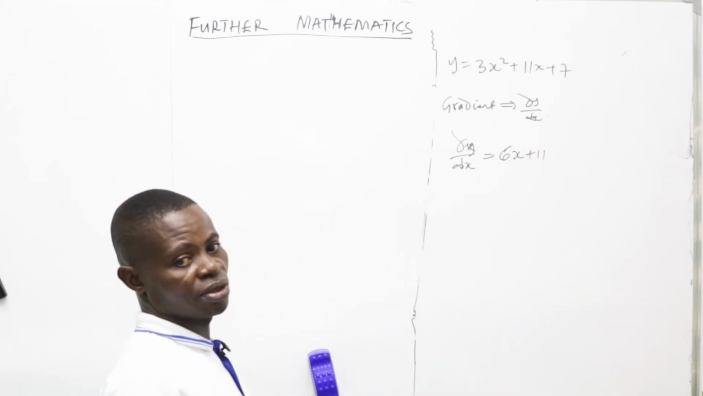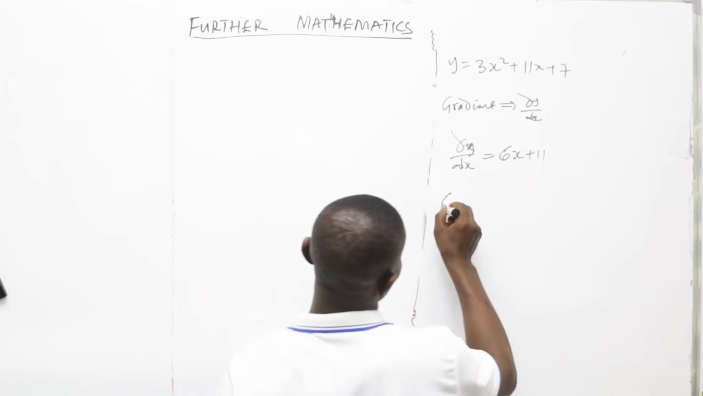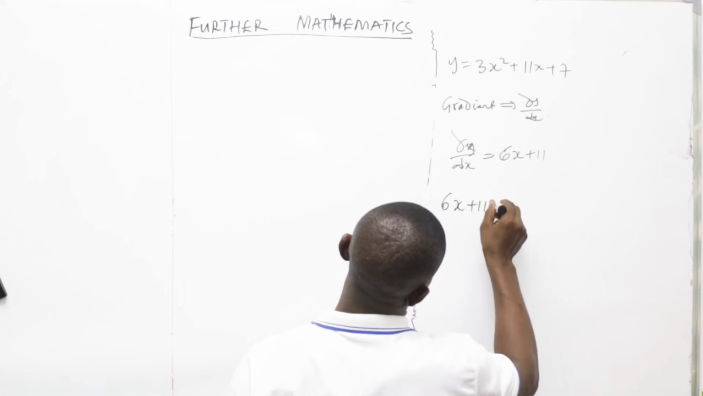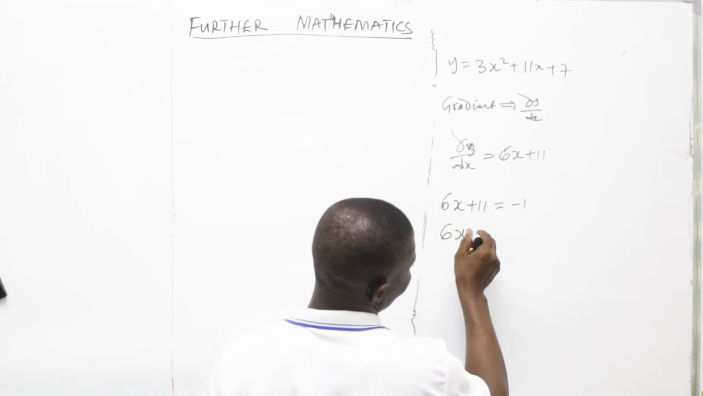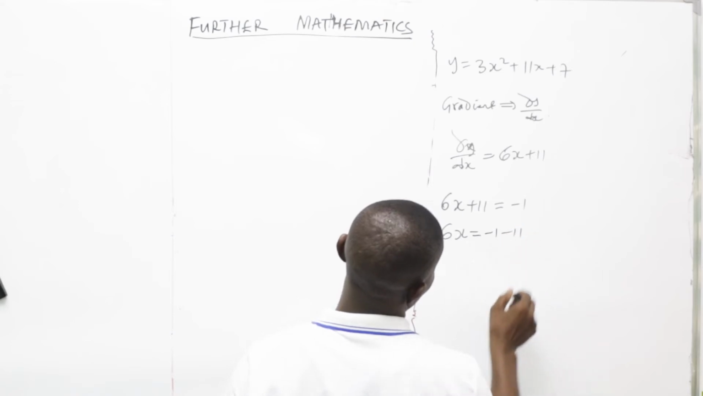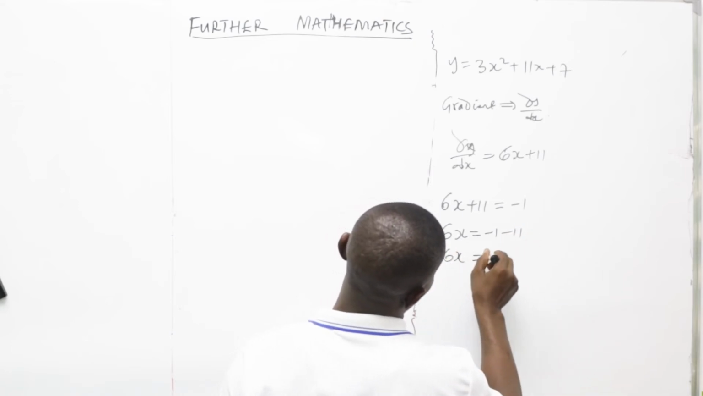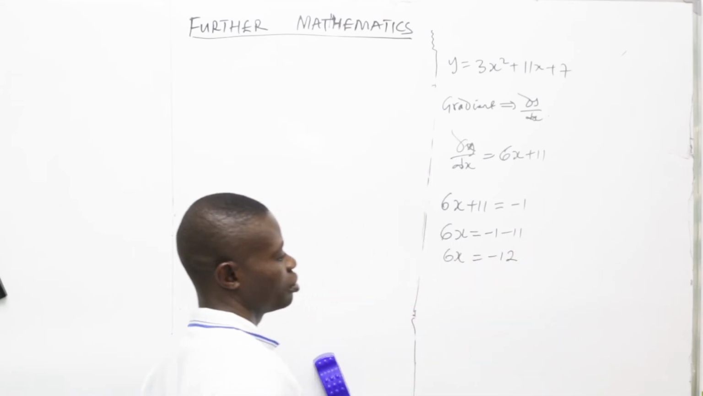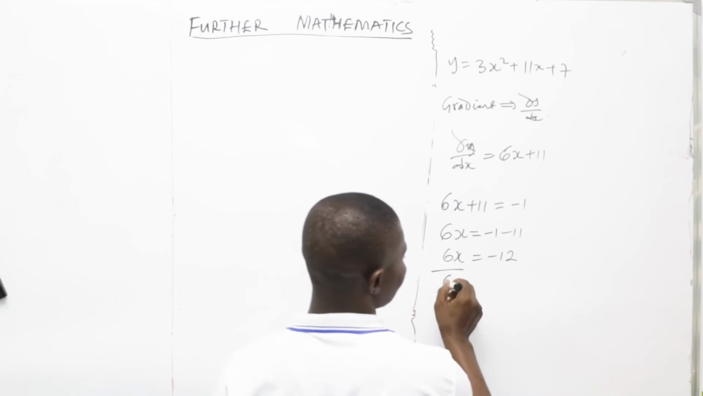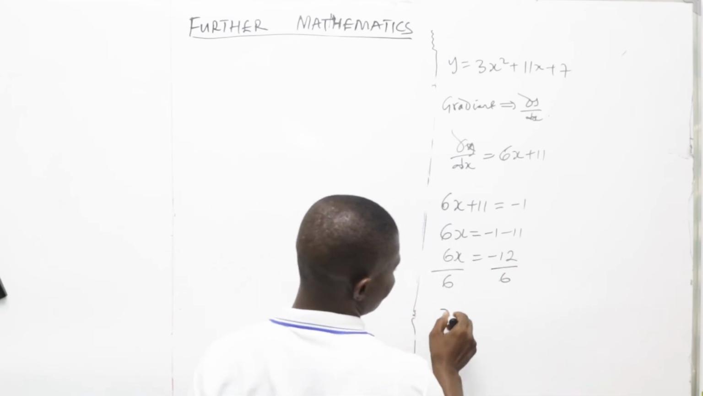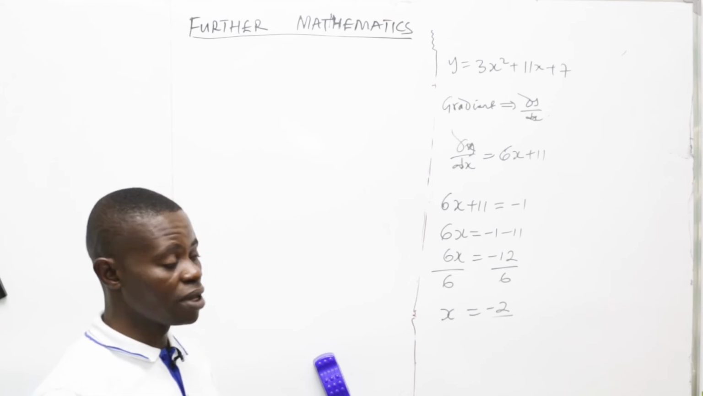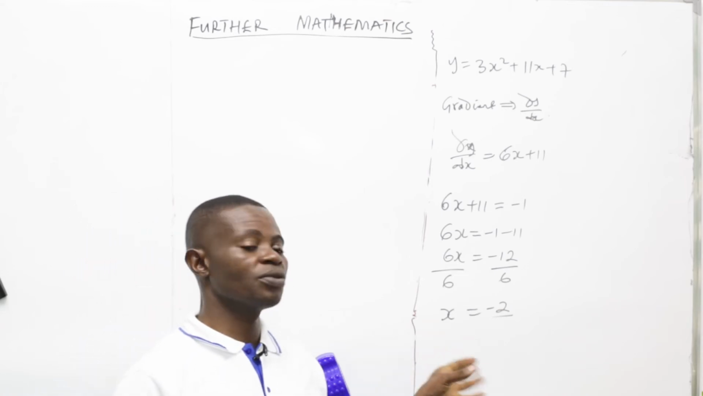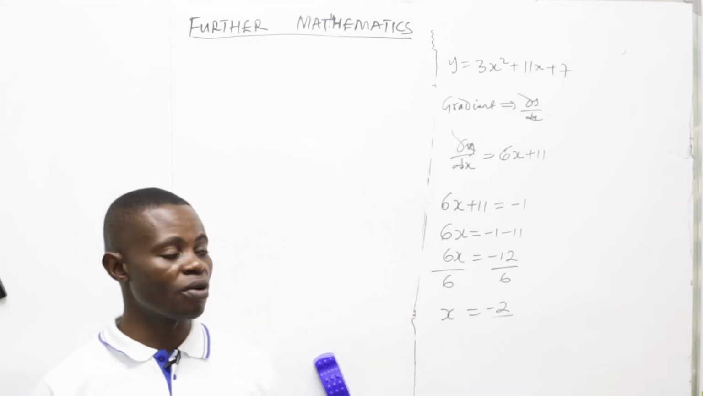But the instruction says if this equals minus 1, so 6s will give us minus 1 minus 11. 6s equals minus 12. So we need to get the value of s. s equals minus 2. Okay? So that's the value of s. Now we have s, we don't have y. We must look for y.